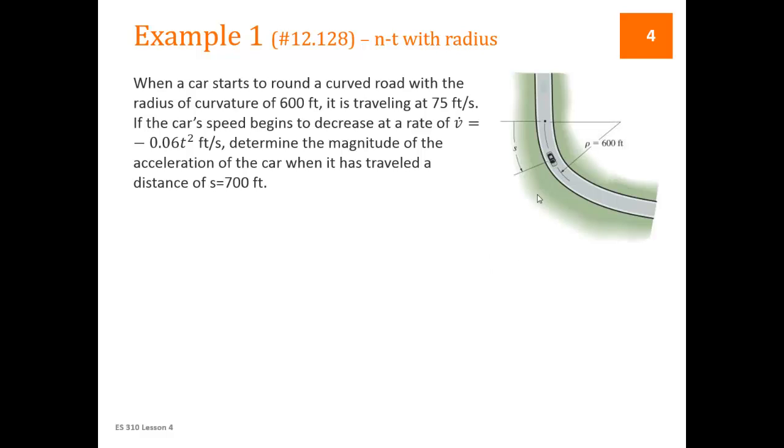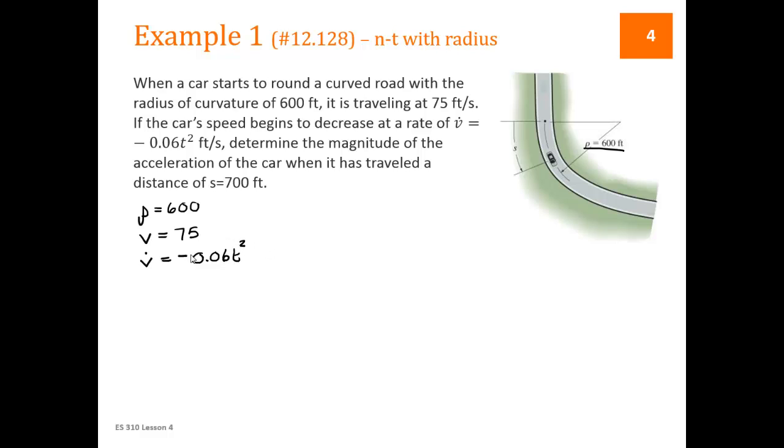We've got a car that's going to be traveling along a road that has a curve in it. And in this case, we are actually given rho. So we don't have to use that equation on the previous slide. The radius of curvature is 600 feet. It's traveling at 70 feet per second. So we're given its speed. So rho is equal to 600. Its speed is equal to 75. And the speed is going to start to decrease. So it's got a deceleration, or an acceleration, of negative 0.06 t squared.